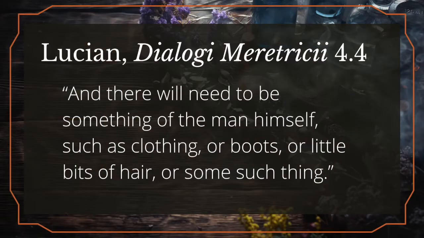So Bacchus tells her all of the things that she will need to bring to the witch in order for the witch to perform the spell, and one of them is ousia. So she says, I'll read you a little bit of it, and there will need to be something of the man himself, such as clothing or boots or little bits of hair or some such thing. Melita says that she actually has the guy's shoes still at her house because he left them, so she runs back to the house to grab them, and off they go to see the witch, and that's where the dialogue ends. This is a really straightforward reference to a taglock.